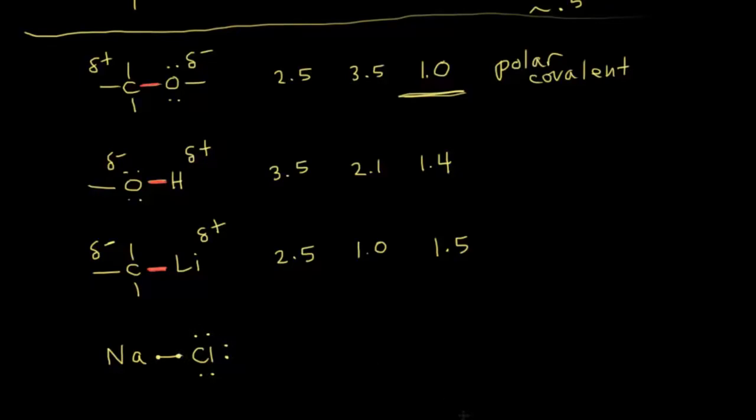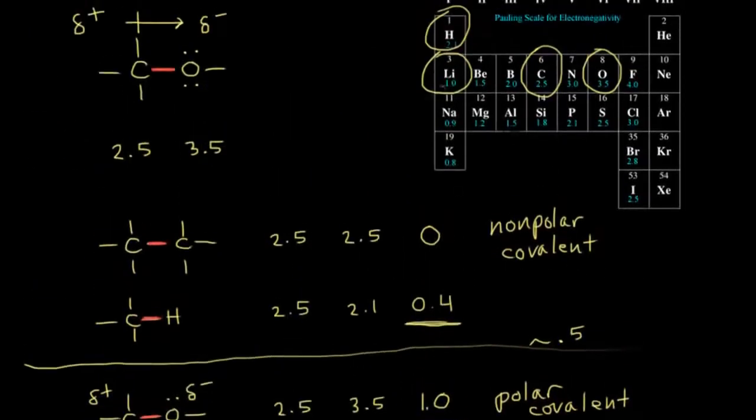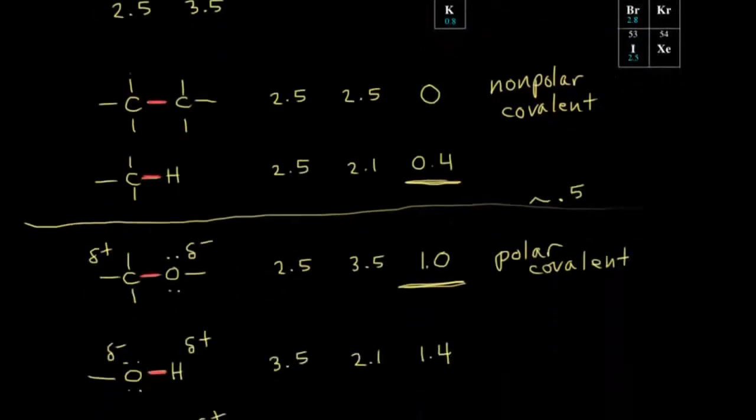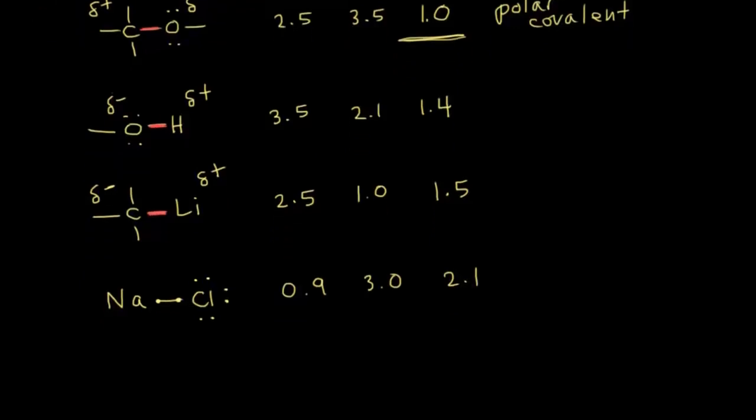Let's look at the differences in electronegativity between sodium and chlorine. All right, so I'm going to go back up here. I'm going to find sodium, which has a value of 0.9, and chlorine, which has a value of 3. So sodium's value is 0.9. Chlorine's is 3. That's a large difference in electronegativity. That's a difference of 2.1. And so chlorine is much more electronegative than sodium.